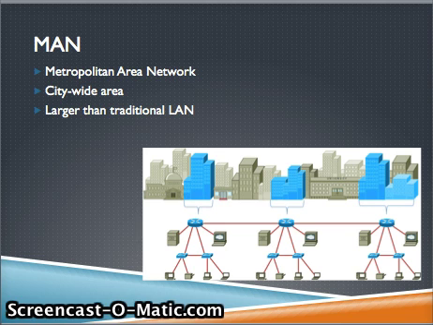The metropolitan area network, also called MAN, is typically used to describe a network that spans a citywide area or a town. MANs are larger than traditional LANs and predominantly use high-speed media such as fiber optic cable for their backbones. MANs are common in organizations that need to connect several smaller facilities together for information sharing.